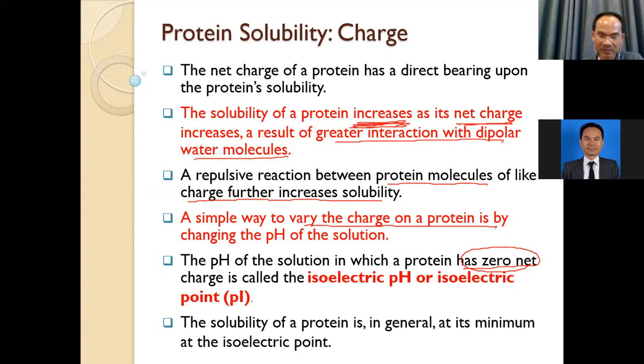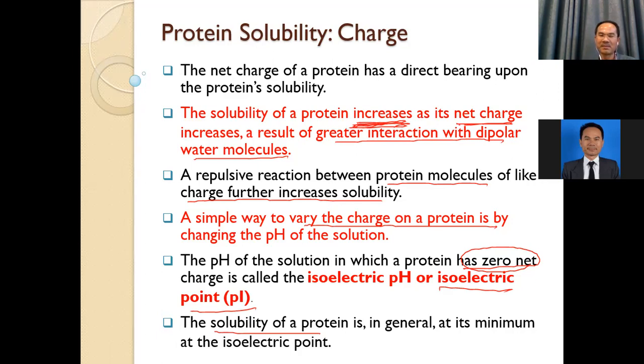We call it the net charge of 0. You have to determine at which pH the solubility is minimum. We call this the pI, the isoelectric point. Isoelectric point means the pH that gives 0 charge, and this also indicates the minimum solubility of the protein. Then you can separate out the protein in solid form. We call it isoelectric precipitation, which means you precipitate at the pI.